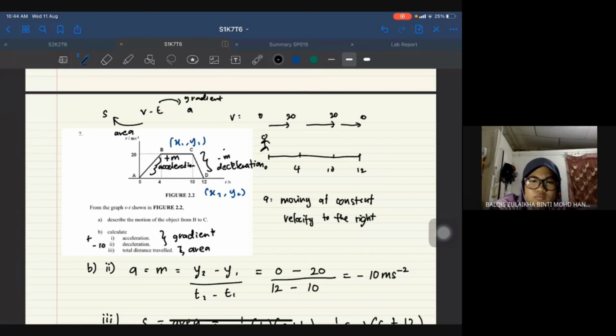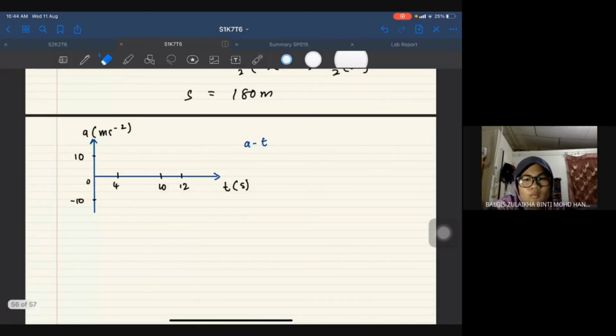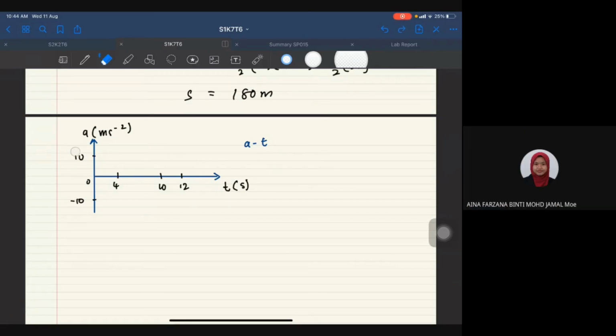Tadi kamu kira dapat 5? Tak perasan pula. Dapat 5, sir. Okay, sorry. Okay, so this one will be 5. Agak-agak je lah, biasa less than 10. 5 macam tu, lebih kurang je.